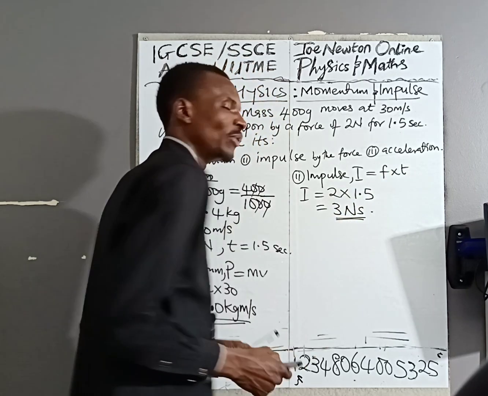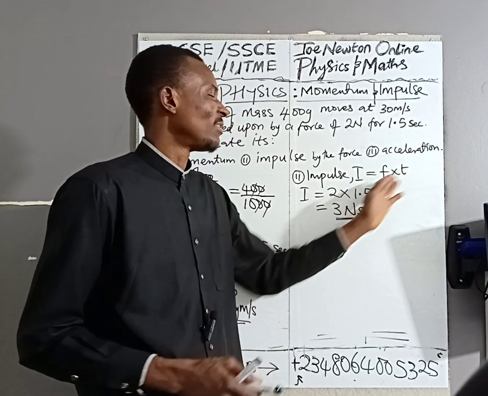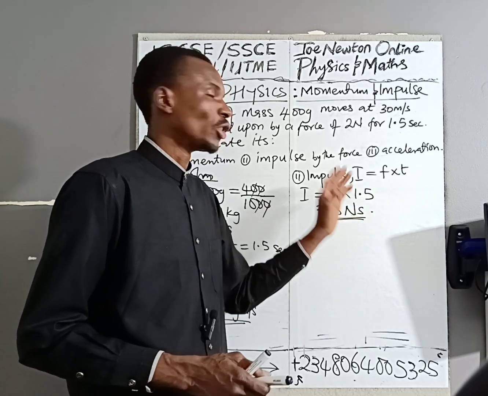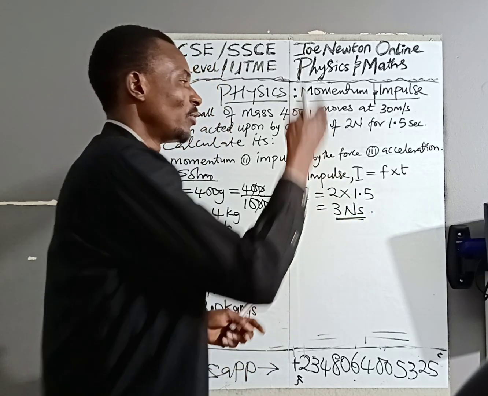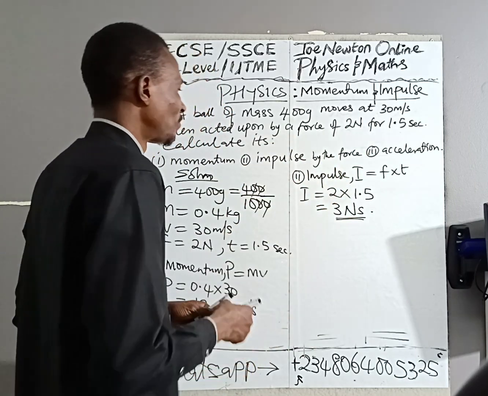So this is how to get the units. Simple, conventionally. Force is in Newton, time is in seconds, and this is multiplication. So it's just 3 Newton seconds, not per. When you have per is when you have over, that is a ratio.